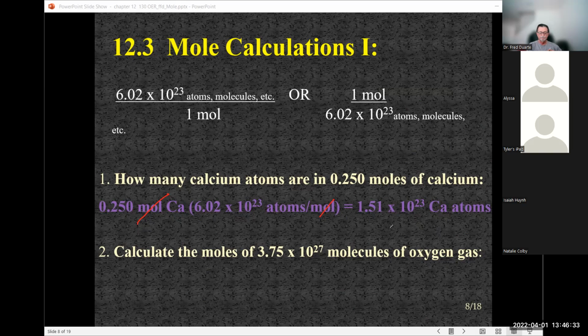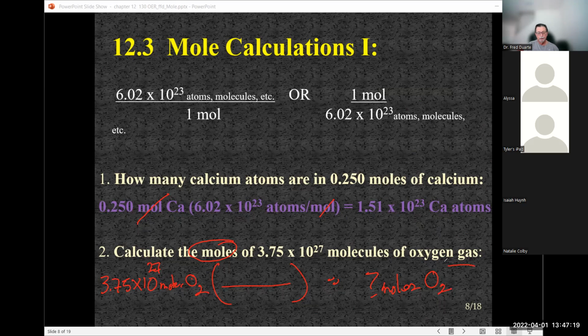All right, now the next one. Calculate the moles of 3.75 times 10 to the 27 molecules of oxygen gas. Okay, let's write down what we're given, no different than the other conversion problems we did. 3.75 times 10 to the 27 molecules of O2, and we're looking for moles of O2.